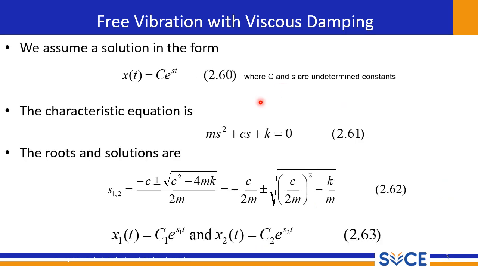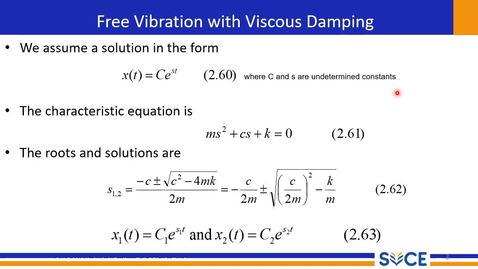We have derived the equation of motion for a damped system. Now let's tackle the crucial step, solving it to find how the displacement x changes over time. Our approach starts by assuming a solution for the previous equation, that is, the solution is x of t equal to C e to the power of st, where C and s are undetermined constants.